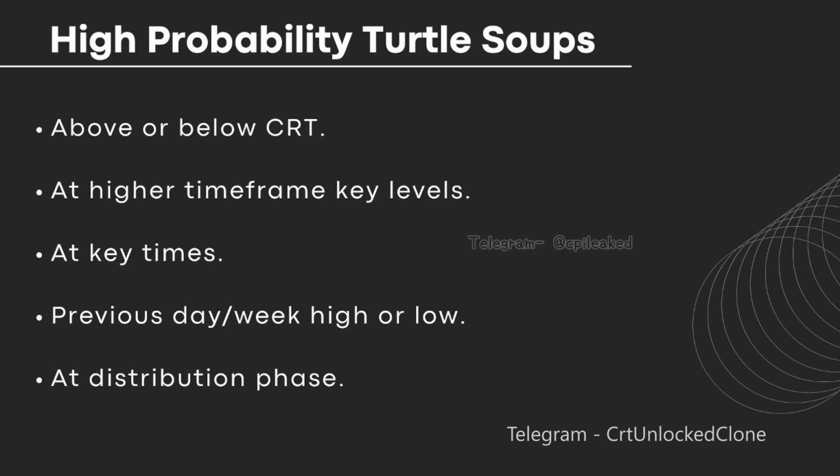So the first point is that the best turtle soup occurs at CRT, above CRT or below CRT, right? Such turtle soups are always high probability because they've occurred at time ranges which are more objective than the rest of the ranges. Second, we've got something pretty cliche but really important. Turtle soup occurs at higher time frame key levels, including lower time frame key levels. You can use them both. I've shown you how to do it in my last trade breakdown.